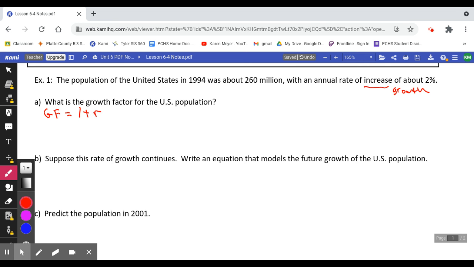So let's talk about R. R is your percent, but your percent has to be written as a decimal. So remember the decimal place is behind the 2, and you have to move it over 2 places. So that means our R is 0.02. So then my growth factor would be 1 plus 0.02, which makes my growth factor 1.02.